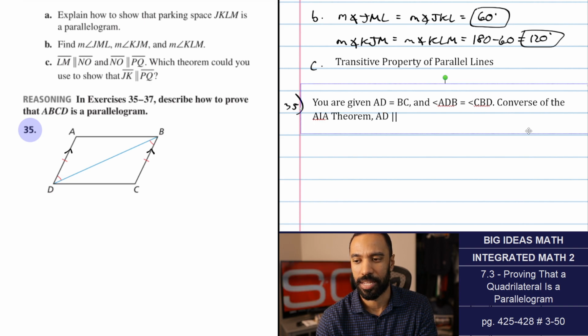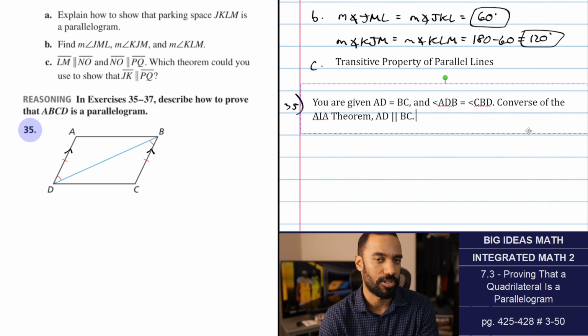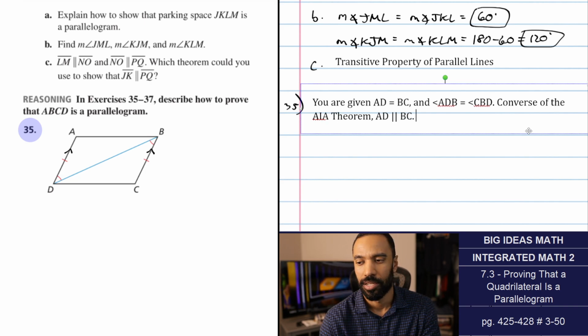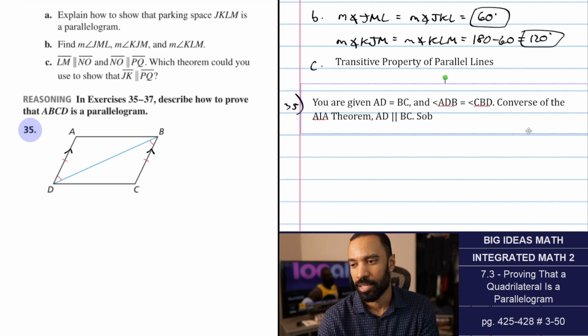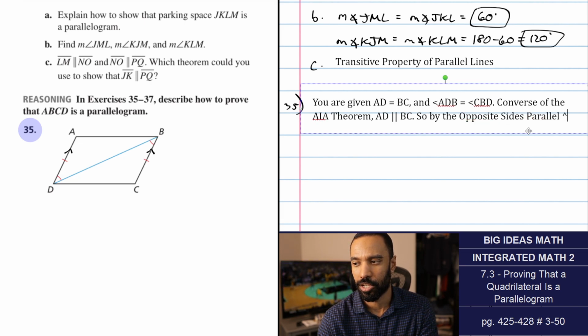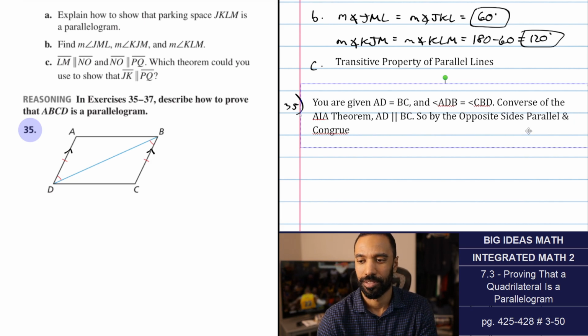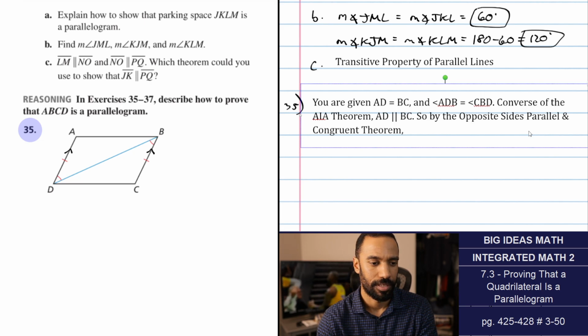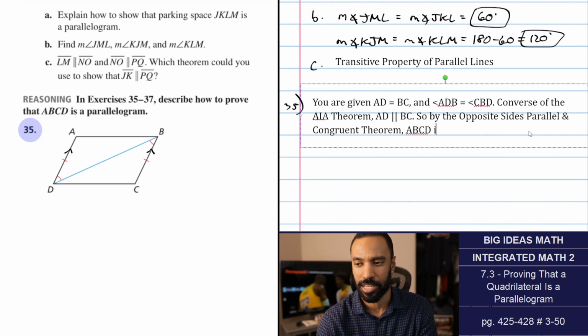AD is also perpendicular to BC. Now I'm missing some of the segment bars and things like that. I'm sure you have to go with that. So by the opposite sides parallel and congruent theorem, ABCD is a parallelogram.